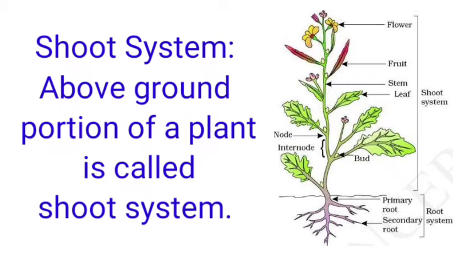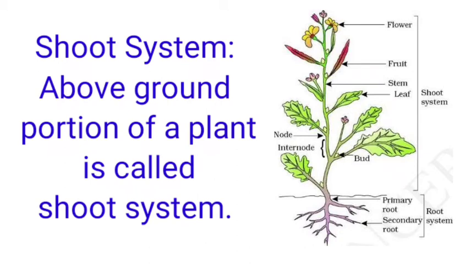You can also tell the same definition for root system. Underground portion of a plant is called root system. So this is a very simple definition of root system and shoot system. Now know the parts of shoot system.